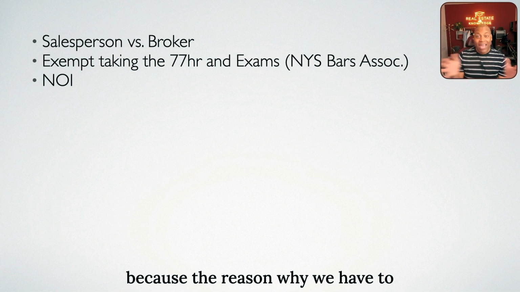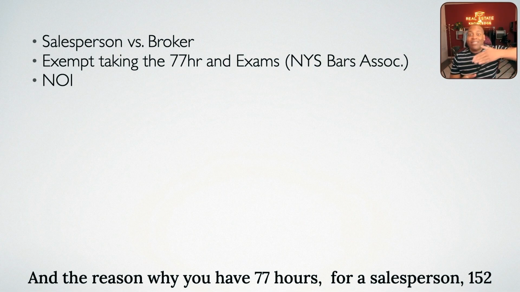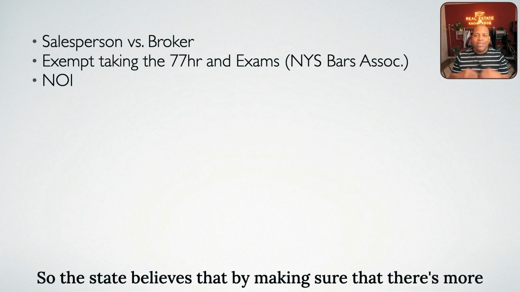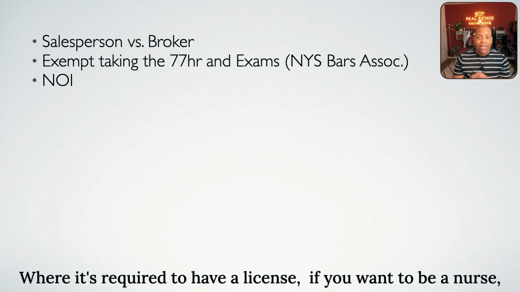The reason why we have to get a license, and the reason why you have 77 hours for a salesperson and 152 for a broker, is because they want to minimize the lawsuits. So the state believes that by making sure that there's more training, right? And remember, we're not the only industry where it's required to have a license.